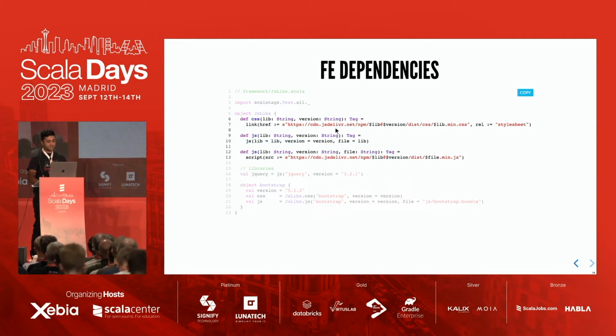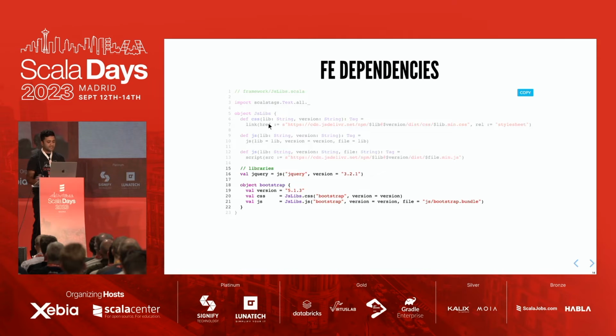So here you can just use JS Deliver CDN to grab your CSS and JavaScript. Almost all open source libraries and all versions are available here. In this case, I just define them as tags, and I have a helpful method which takes in the library name and the version. And this is how I use it. I say my jQuery is a JavaScript library, and I give it the version number, and that's it. That's all I need to do to manage front-end dependencies.